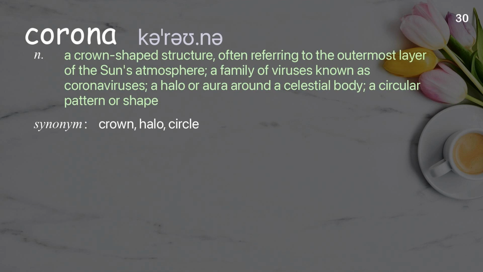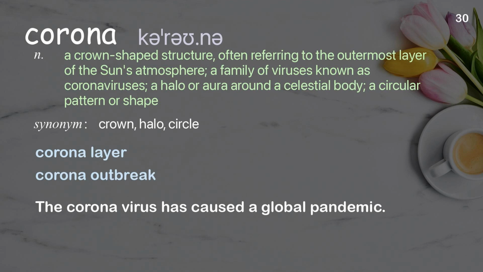Corona. A crown-shaped structure, often referring to the outermost layer of the sun's atmosphere. A family of viruses known as coronaviruses. A halo or aura around a celestial body, a circular pattern or shape. Examples: Corona layer, corona outbreak. The coronavirus has caused a global pandemic.